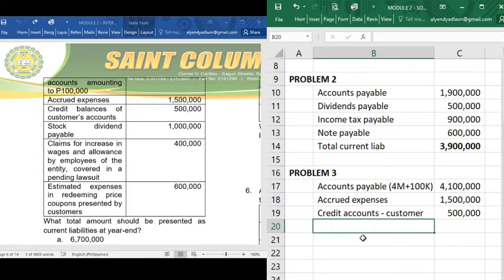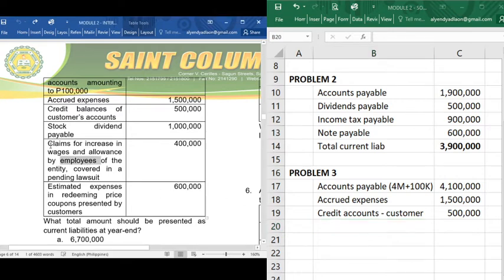Now take note, class, this lawsuit is still pending and we still are not sure whether there is a probability that this will become our obligation. Take note that in a liability, the outflow of economic resources must be probable. So, we must first prove whether this is probable or not.